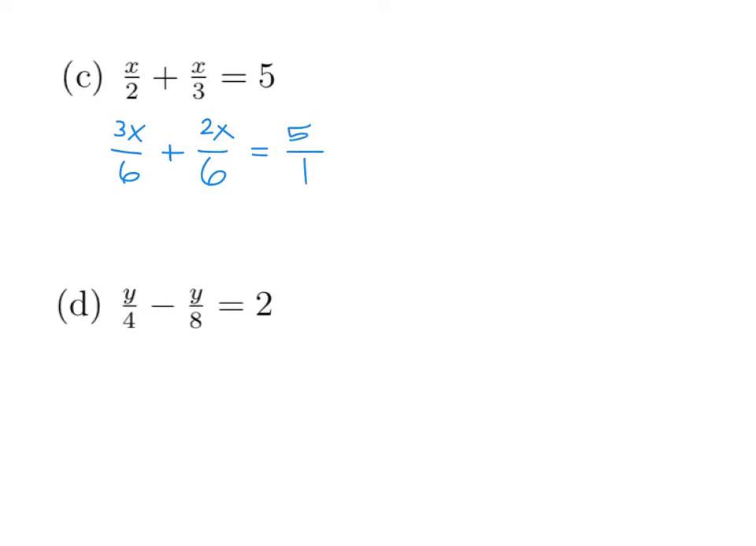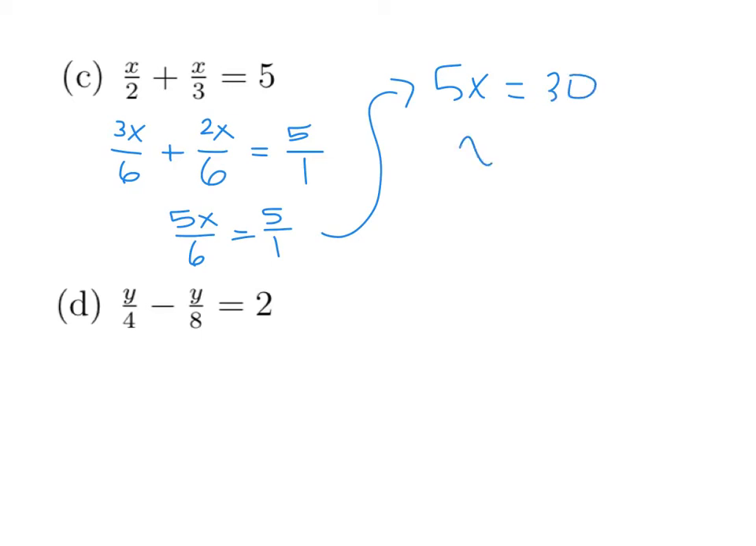Okay, so from here, I can combine these. 3x plus 2x is just going to be 5x. So I have 5x over 6 is equal to 5 over 1. From there, I'll cross multiply. So I have 5x is equal to 30. Dividing by 5, x is equal to 6.